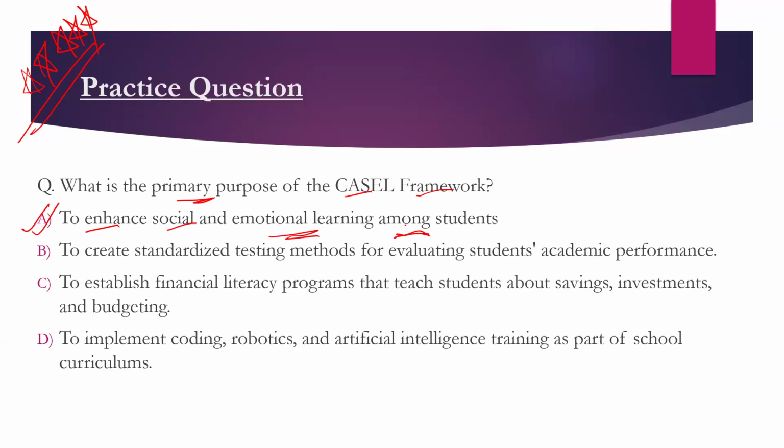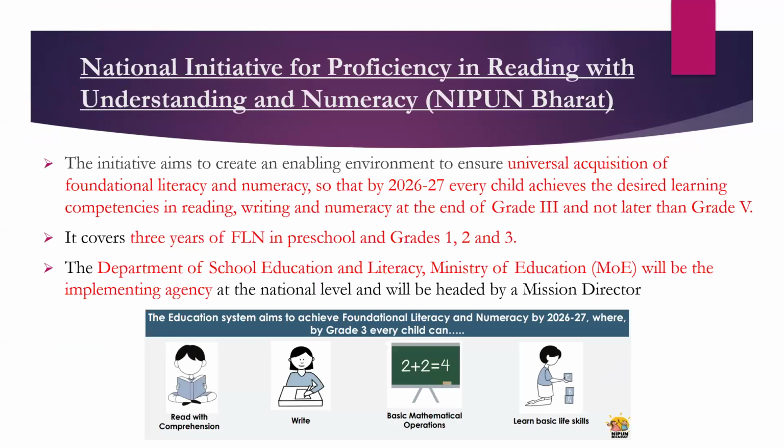Okay. So we'll go through it one by one. Now that's very, very important. The first one, which the Economic Survey talks about, is this Nipun Bharat, right? The initiative focuses on ensuring that every child is able to have foundational literacy and numeracy up till grade 3, by 2026-27. That is the initiative here.